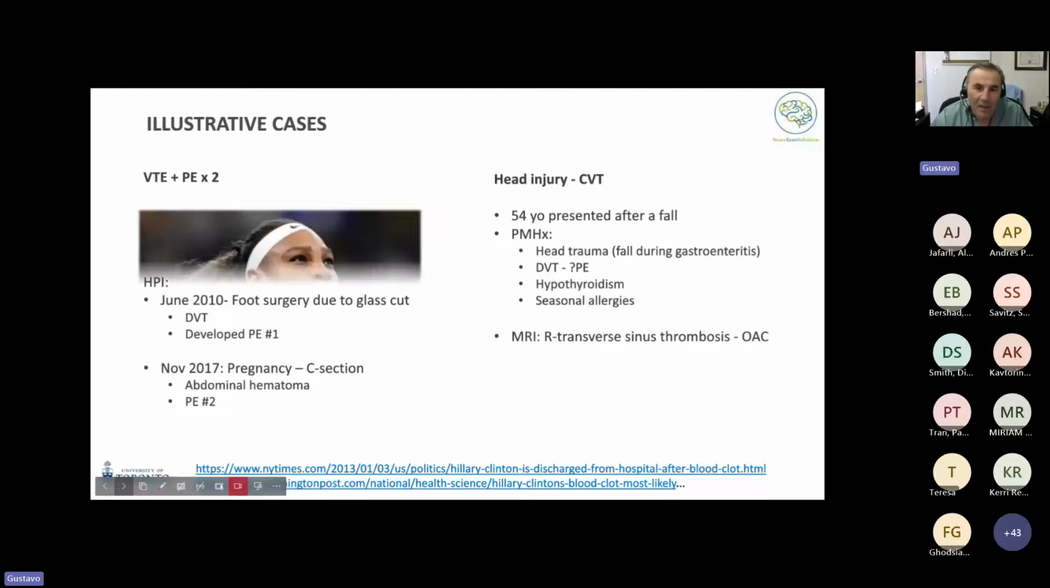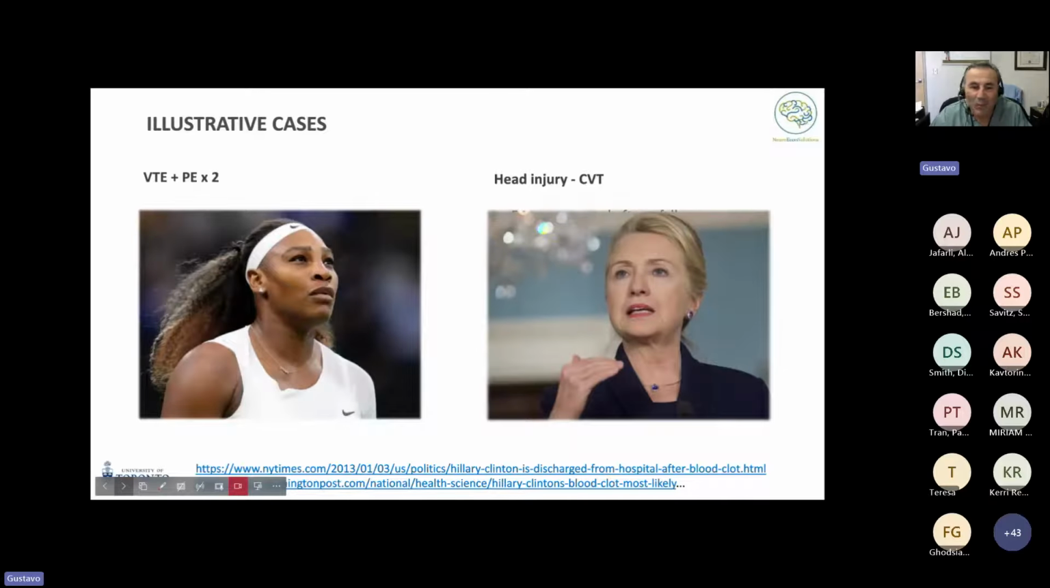So the first one, if you could guess, is Serena Williams' story. The second, for which we don't have much more information, is still confidential. It's about Hillary Clinton, about what happened years ago. So I think these are popular figures who help to move the field forward, to increase public awareness about some specific thrombotic conditions as well as cerebral venous thrombosis. And that's why I'm bringing this up.